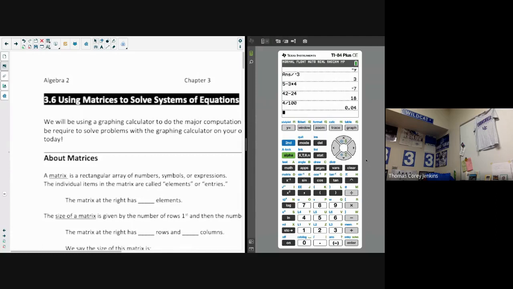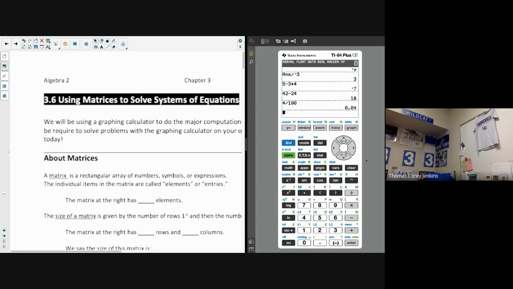We're skipping 3. Well, no, we didn't. We covered 3.5 as an extra credit opportunity, but this is 3.6, which will be much more applicable to the test. So you'll have to have some sort of technology to solve those 3 variable systems on the test, and that's the main part of this lesson.